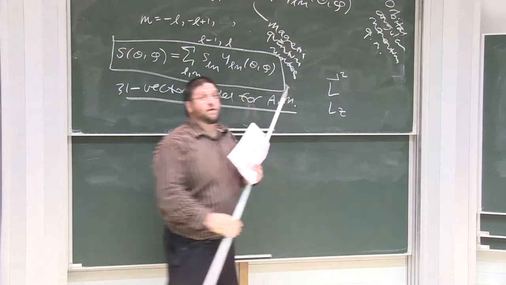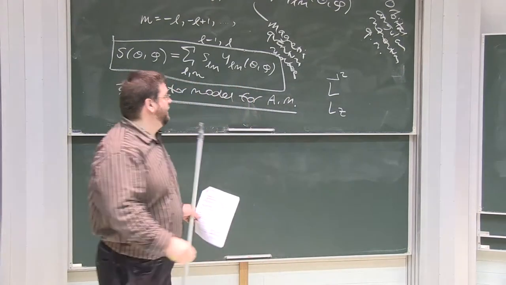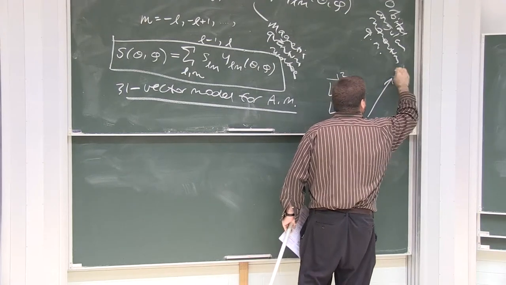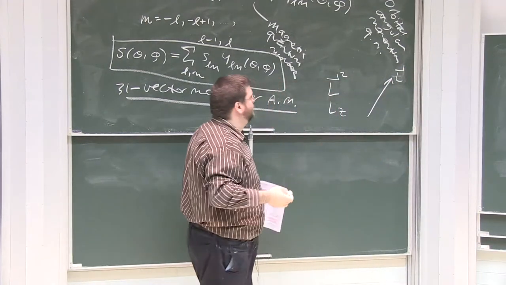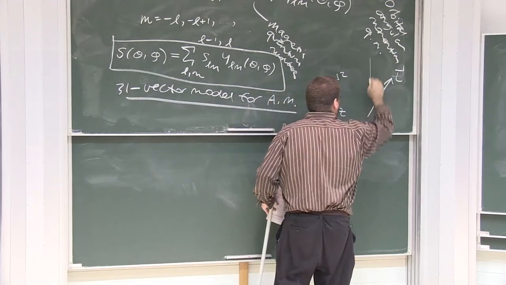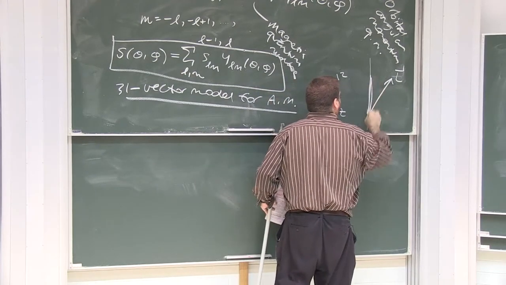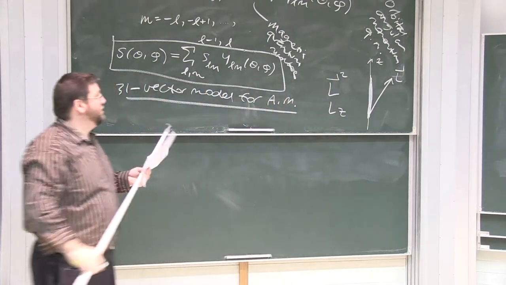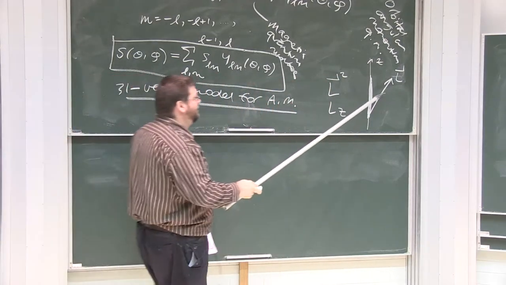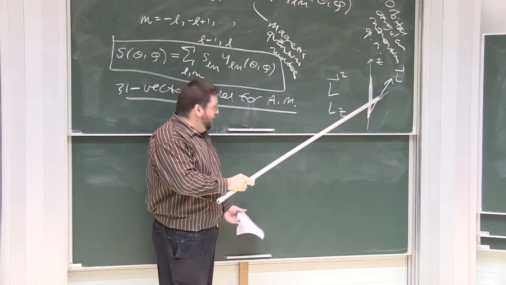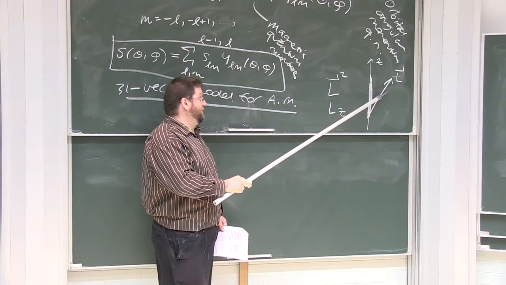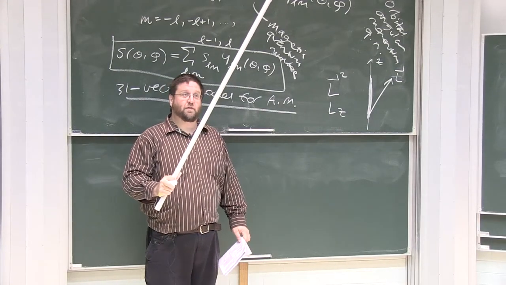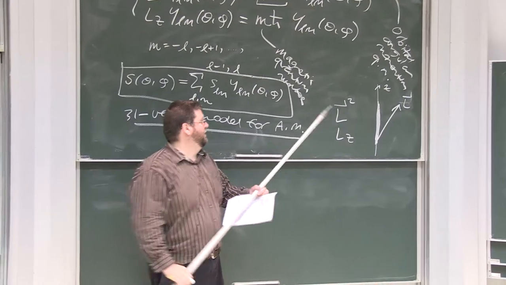LZ would be the Z projection of the orbital angular momentum vector. If we were doing classical mechanics, this would be the angular momentum vector, which has a well-defined length. It would have a well-defined projection onto the Z-axis. It would also have a well-defined projection onto the X and Y axes, and so this would just be the vector for the angular momentum at some instant of time, and it's got well-defined X, Y, and Z coordinates. This is the angular momentum vector in classical mechanics.